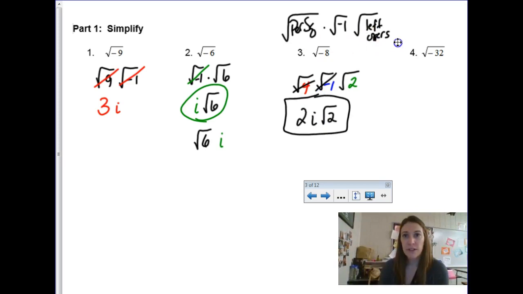So this is the order that I would like to see them in. Perfect square, negative 1 if there is one, and then leftovers. And you could have used that for all these problems here, right? Perfect square, negative 1, there were no leftovers. There was no perfect square, negative 1, and then the leftovers.